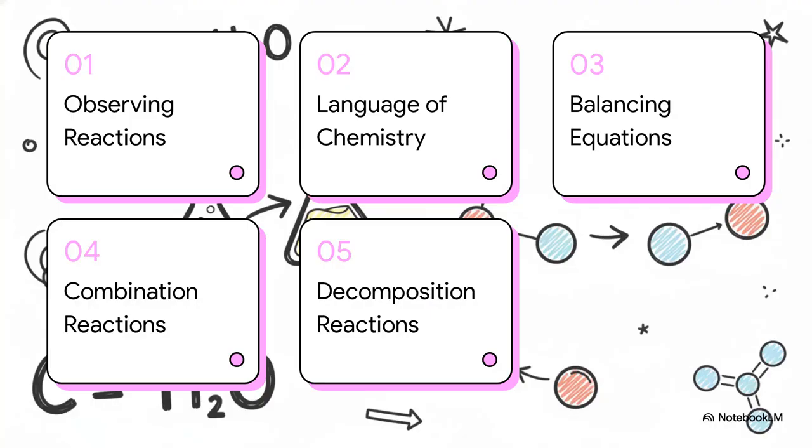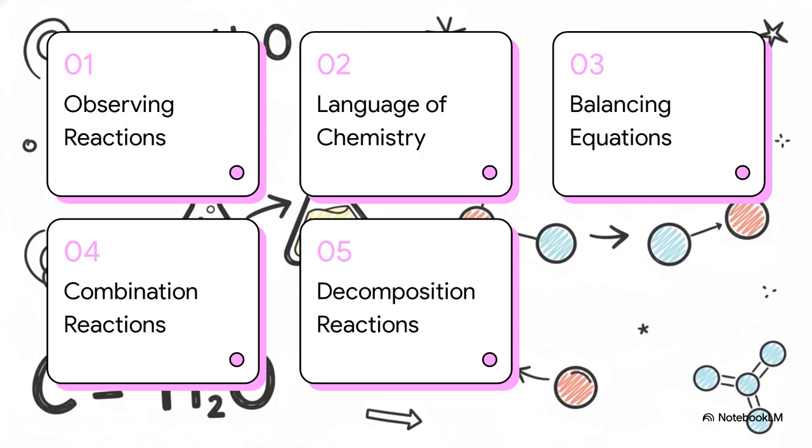In today's lesson, here is what we are going to cover. We'll begin with the language of chemistry. Then we will learn the very important skill of balancing chemical equations. After that, we'll look at two basic types of reactions, combination and decomposition reactions.